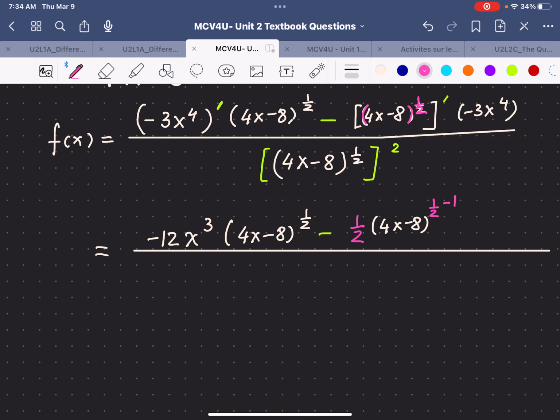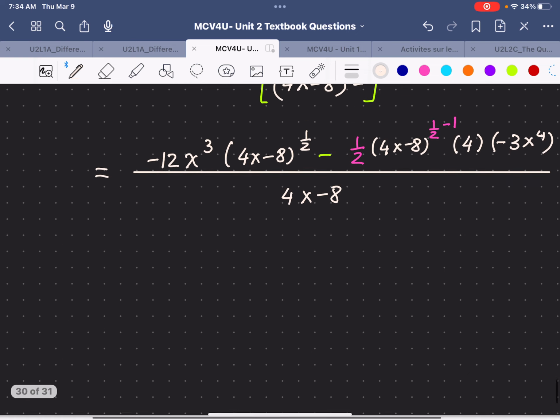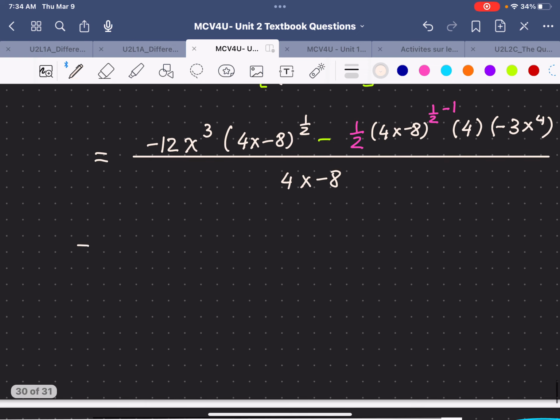take away 1, and then we multiply by the derivative of the inside, which is the derivative of 4x minus 8. Derivative of 4x is 4, and derivative of negative 8 is 0, so just multiply by 4, and then multiplied by negative 3x to the power of 4. The denominator turns out into a very nice expression. As you can see, we have power 1 over 2 to the power of 2, that will become power 1, which means that 4x minus 8 will be happy and free here. So no powers. So let's clean up the expression.